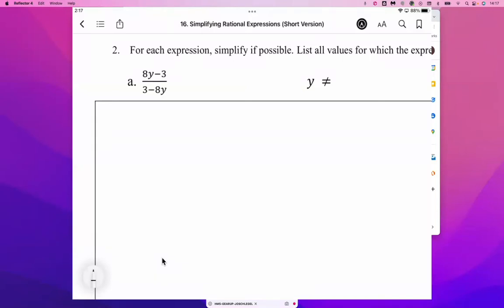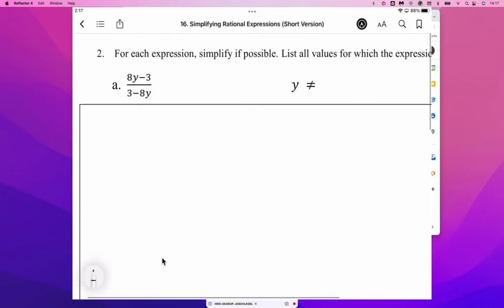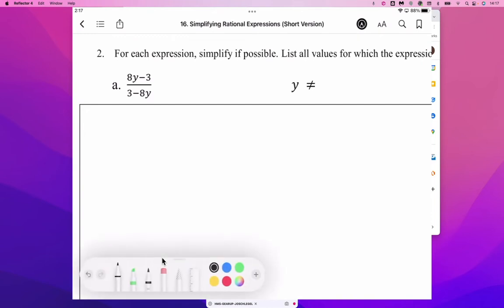And so for 2a and 2b, our instructions are the same. And so what we need to do is look at this one and get creative a little bit to see if there's a way we could get something to be identical in the numerator and denominator. And it looks like things are already identical, but it's kind of tricky because that's a negative 8y. That's a positive 8y.